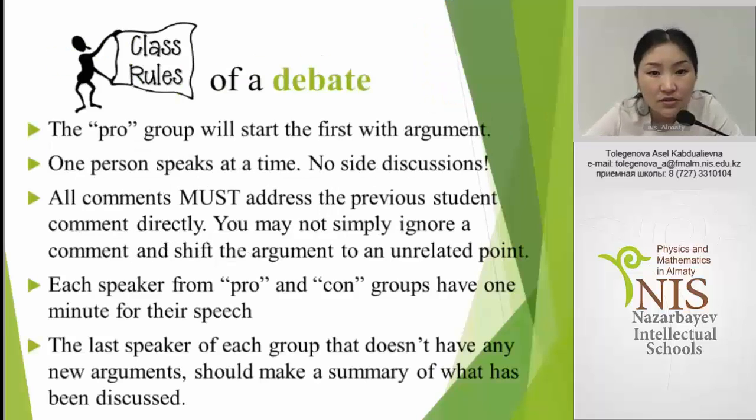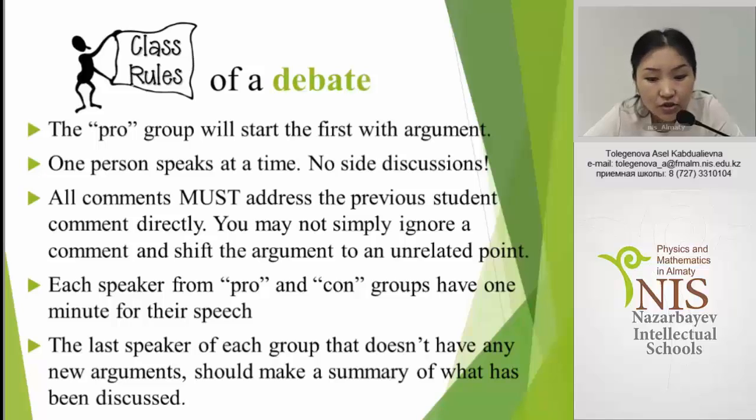So after students settled in their groups, I presented them the rules of a debate, that they need to know the rules to have a good debate. So the rules were: the pro group, or the affirmative group, will start first with an argument. Then one person speaks at a time, no side discussions. All comments must address the previous student's comment directly. You may not simply ignore a comment and shift the argument to an unrelated point. Each speaker from pro and con groups has 1 minute for their speech. As my lesson lasts only 40 minutes, I shortened their time to 1 minute.